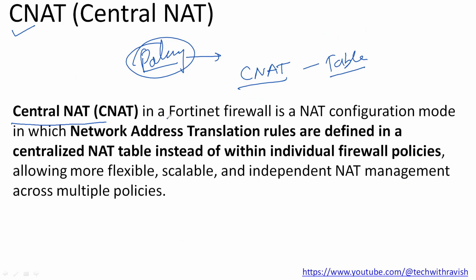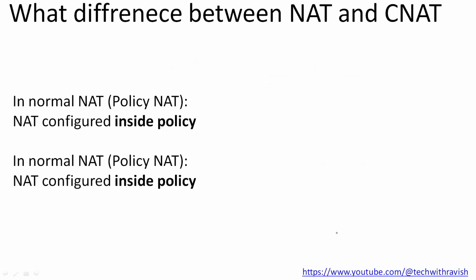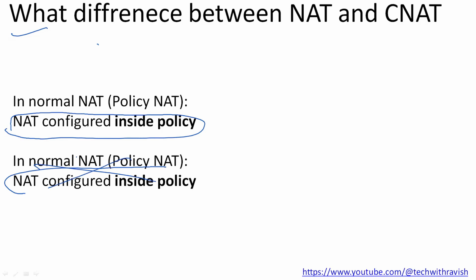Okay, so central NAT in a firewall is a NAT configuration mode in which network address translation rules are defined in a centralized table instead of within the individual firewall policy. So traffic that is forwarded or incoming will not reach the NAT in the policy, but we have a separate central NAT table to translate the traffic from the wide area network to the local area network. So this is the difference we have. Normally the NAT is configured inside the policy, but in case of central NAT, we have a separate table to forward the traffic.